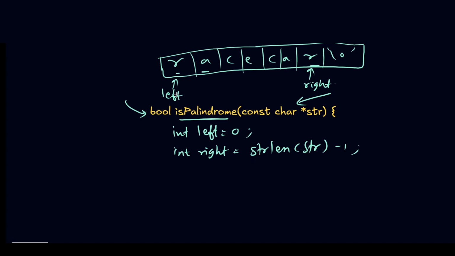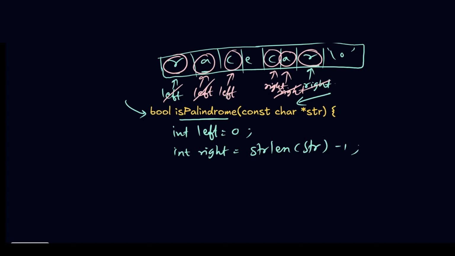Now to check whether the string is a palindrome or not, we'll compare the left index character with the right index character. So here this R and this R are matching, we'll increment left by 1, so left will point here, and decrement right by 1, so right will point here. Here A and this A are matching, so we'll increment left by 1 and decrement right by 1. Again here this C and C are matching, so we'll increment left by 1, and decrement right by 1, so right will point here.